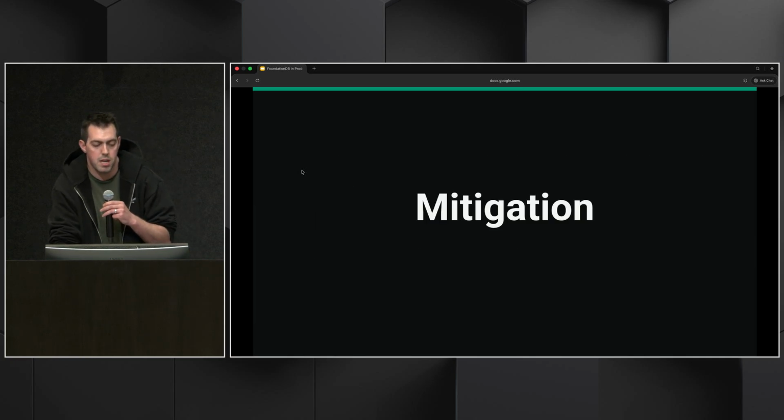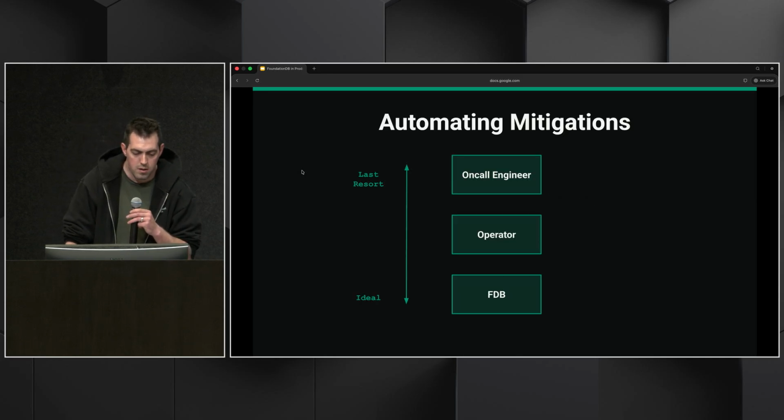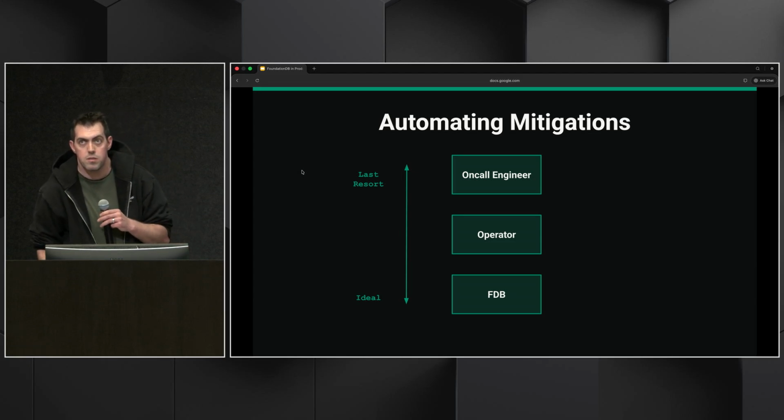Next, I want to talk about some common mitigations. For any mitigation, it's important to consider where in the stack the mitigation should lie. Ideally, FDB could always self-heal from any issue, but due to bugs or ambiguous decisions, sometimes it's necessary for mitigation steps to be taken further up the stack. Still, it's useful to keep in mind which common mitigations should be pushed down into an operator or FDB itself.